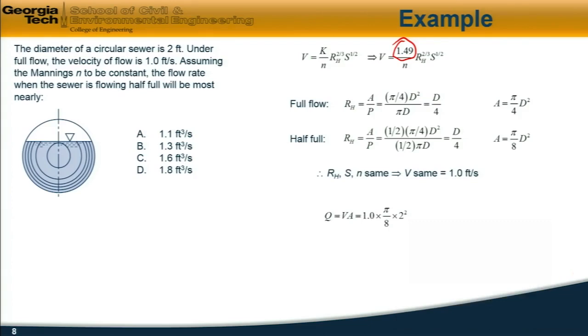However, the volume flow rate is not the same because the area is different. The volume flow rate is velocity times area. Velocity is 1 foot per second. The area is pi by 8 times the diameter squared, which gives me 1.57 cubic feet per second. The closest answer is C. This finishes our discussion of the Manning equation.